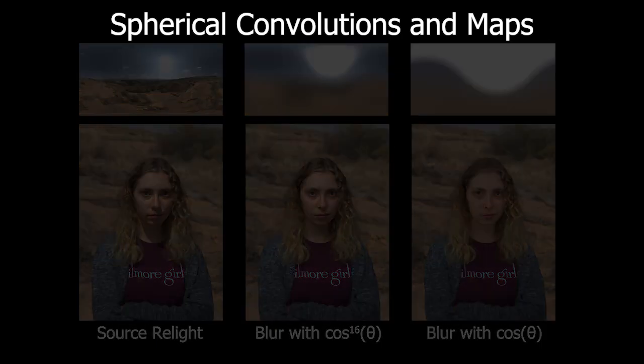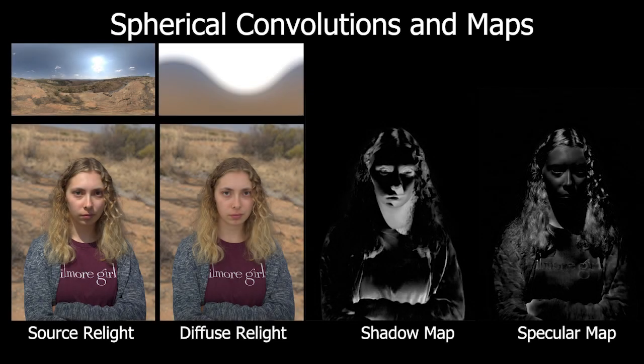In addition, we construct a shadow map that represents how much darker the source image is relative to the image we get after diffusely blurring the environment map. Similarly, the specular map represents areas where the source is brighter than the diffusely lit image.